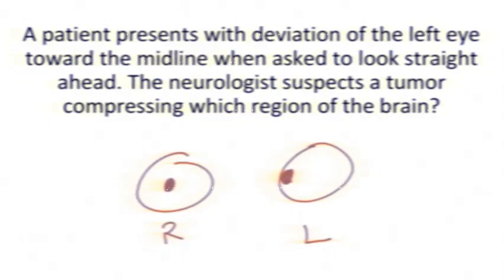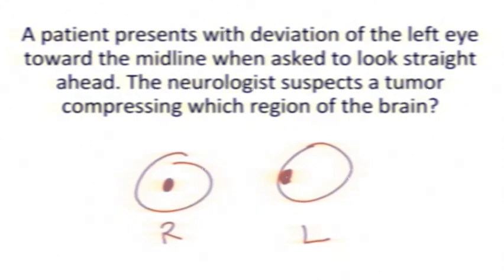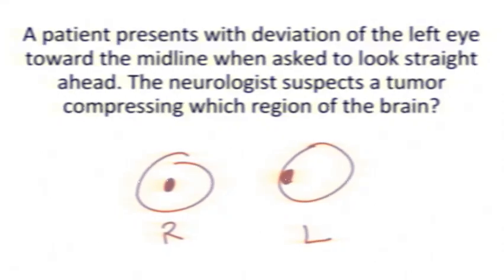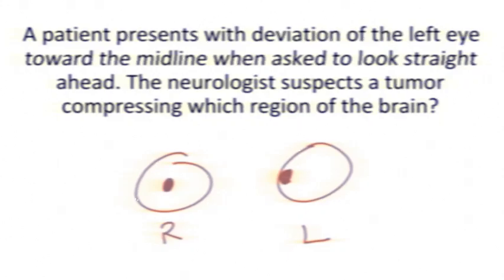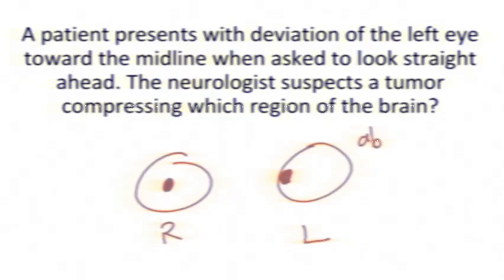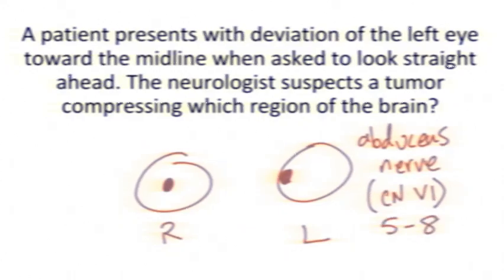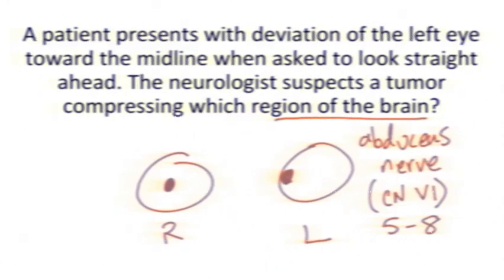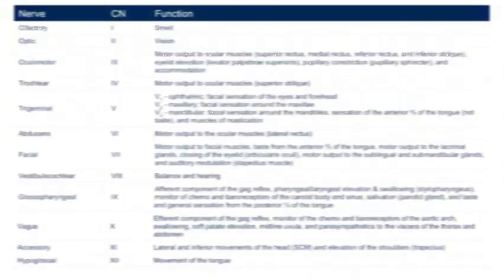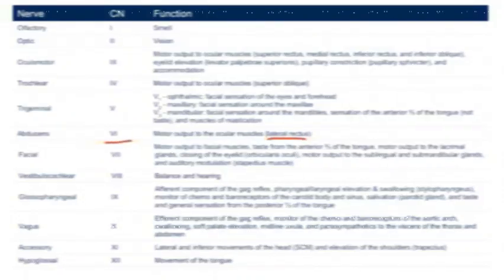Recall that the abducens nerve innervates the lateral rectus muscle, which is responsible for moving the eye laterally. If the abducens nerve is damaged, then the medial movement of the eye is no longer counterbalanced by the force of the lateral rectus, so the eye will tend to move medially. So in this case, the lateral rectus is affected, which means the abducens nerve must be affected, which again is cranial nerve 6. And recall that cranial nerves 5 through 8 emanate from the pons. In this case, we're asked which region of the brain is being compressed by a tumor, so the answer is the pons. From table 8.1, we can see that the abducens nerve normally provides motor output to the lateral rectus.